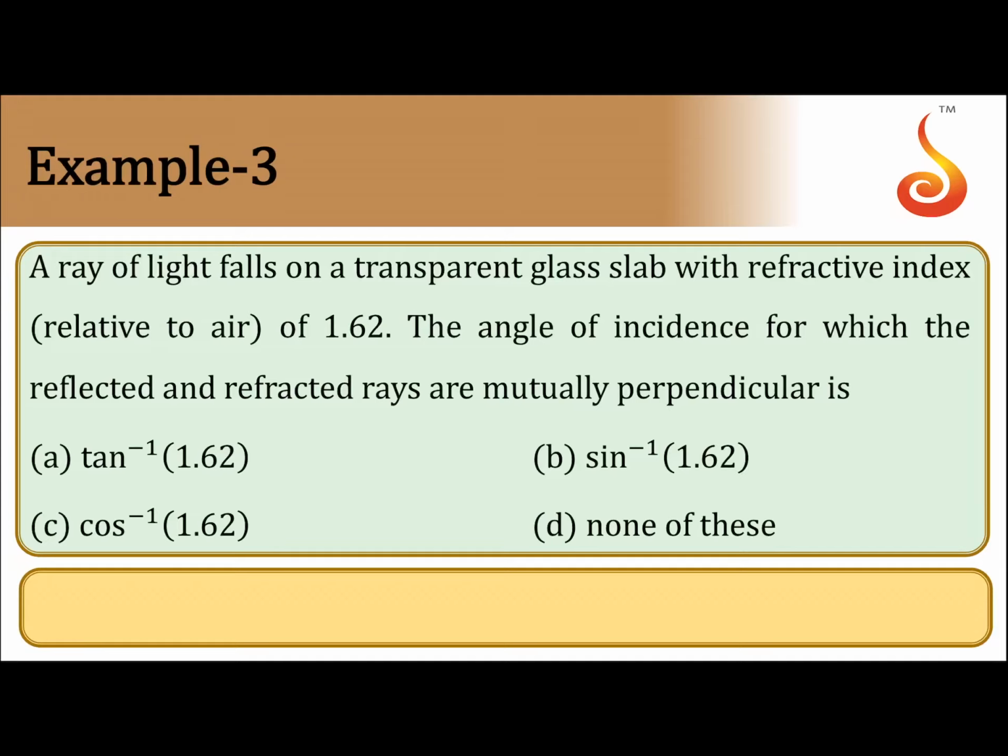So here the refractive index of the glass slab is given as n is equal to 1.62. Let me draw the ray diagram. Here we have an incident beam which is incident at an angle i, and then it gets reflected. Let's call this r prime, and then it bends towards the normal, and let's call the angle of refraction r.